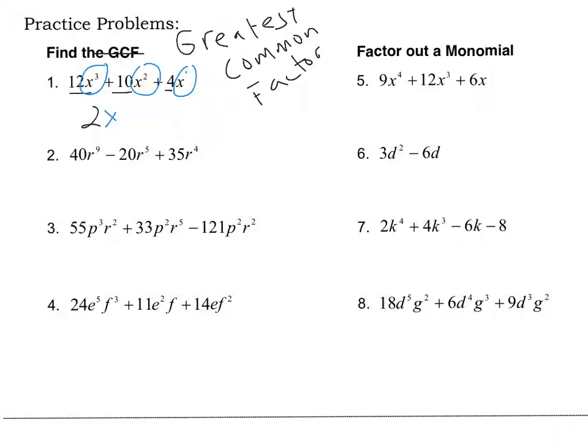Second one, you're looking at the highest number that goes into 40, 20, and 35. So the greatest number is 5. Then you take the one with the least exponent, so it's r to the 4.